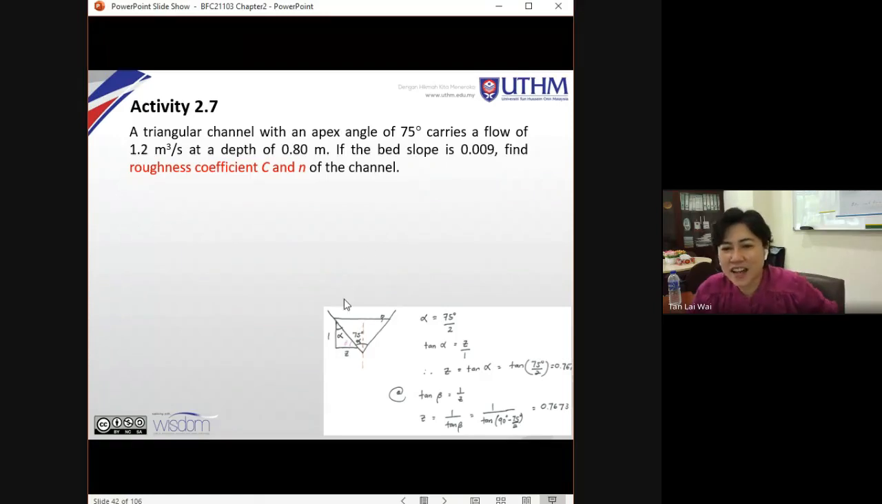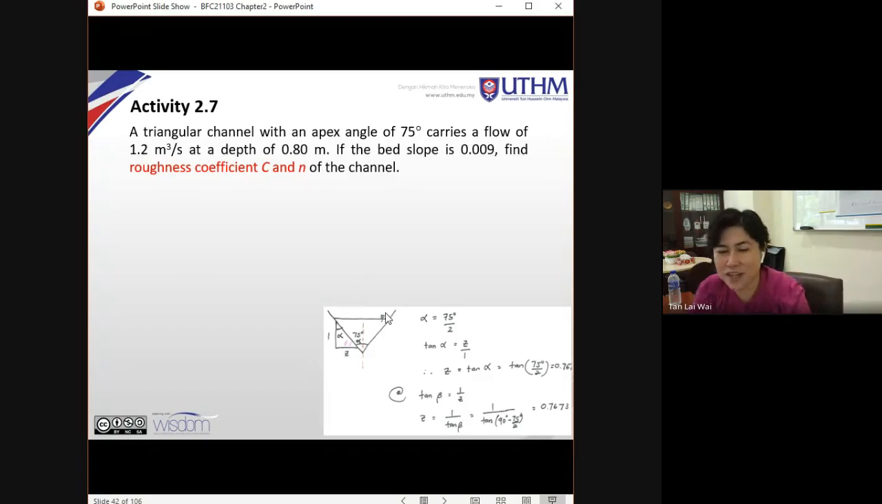All right, there's another activity. Earlier, we straight away found discharge, then we found the bed slope. In this case, the question asks you to find the roughness coefficient of the channel. So we have here a triangular channel with apex. Sometimes you are going to encounter the words apex angle, vertex angle. It's all the same. It's this angle here.